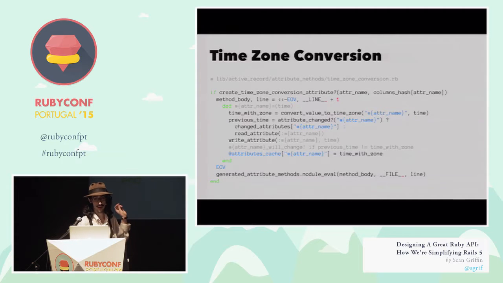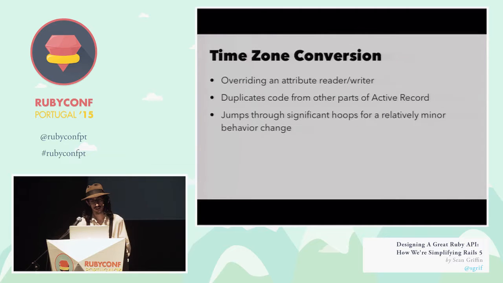So this has to jump through a lot of hoops, specifically to maintain the before typecast version and not break dirty checking here, because created at and updated at need to get set. So these are some of the big red flags to me. We're overriding an attribute reader and writer. We are duplicating code from other parts of active record. The line where we're checking if something has changed and grabbing the previous value, that exact line appears in a lot of places. And this is a lot of hoops for what is ultimately a relatively small change to the behavior of that object.